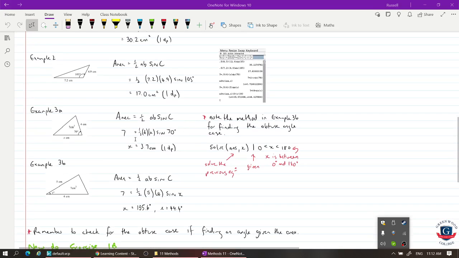Here's example 3. Now we have to be a little bit more careful with this. We're given the angle, we're given one side, we haven't been given this side, but we do know the area. So if we construct the equation, the area, 7, is equal to half of 4 times some value we don't know, sine 70. Punch that into our calculator, and then solve for x. So x is our unknown. It'll give us 3.72, or 3.7 to 1 decimal place.